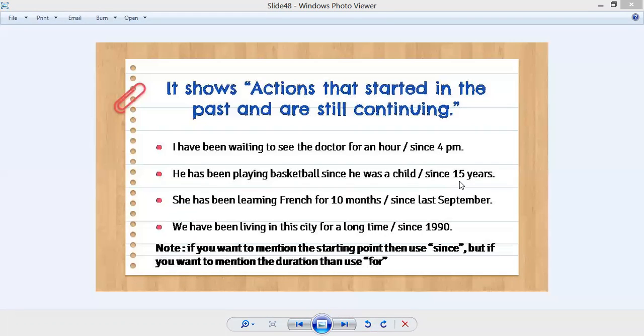15 साल पहले खेलना शुरू हुआ, अभी तक चल रहा है, last September specific date दी है, and over here 1990 starting point दिया है, कहाँ से start हुआ waiting. And when there is no specific time given, जहाँ पे हमें सिर्फ duration दिखाना है, इतने duration से, हमें starting point नहीं दिखाना, right, then we will use for. यहाँ पे for a long time, for 10 months, for an hour. I hope that is clear.